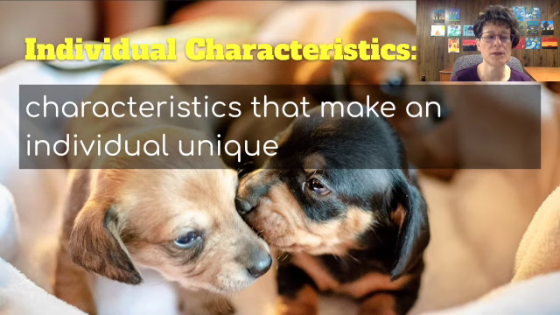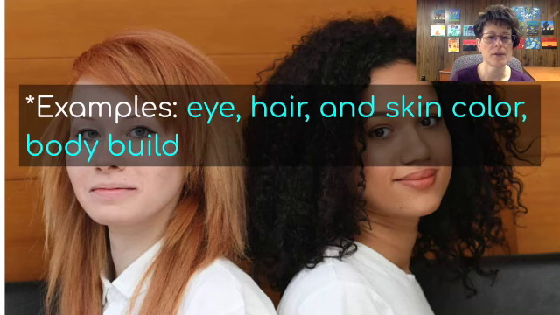There are also individual characteristics. These are characteristics that make an individual unique, like these puppies here. Some examples are eye, hair, and skin color, and body build. In the background, you wouldn't maybe guess this, but these 2 young ladies are actually fraternal twins. They have species characteristics that are the same, but they also have their own individual characteristics that make them look very different, even though they are sisters.